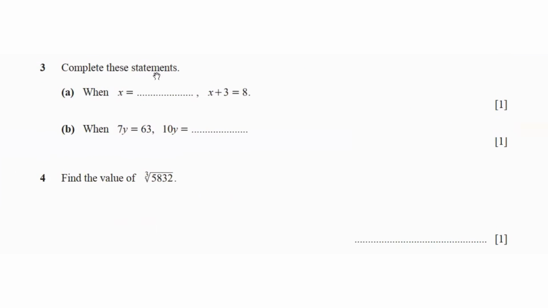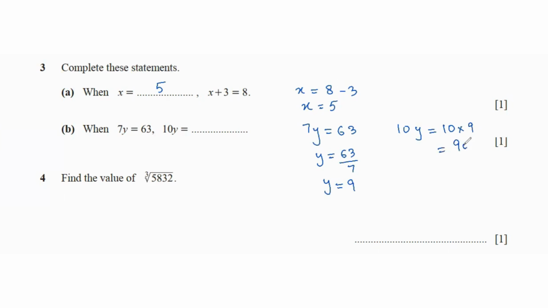Question 3 says, complete these sentences. When x equals blank, x plus 3 equals 8. So x would equal 8 minus 3, which is 5. When 7y equals 63, 10y equals blank. So 7y equals 63, that means y would be 63 divided by 7, which is 9. So 10y is going to be 10 times 9, which is 90.